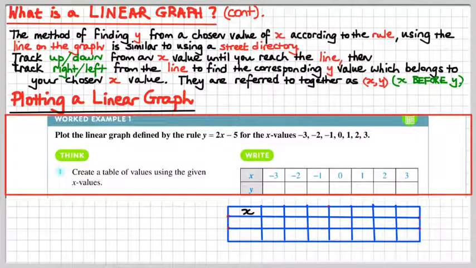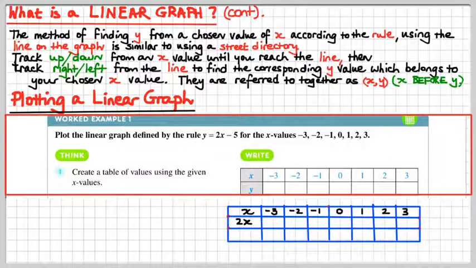Here's a table. Now I'm going to put my x values in. There they are, minus 3, minus 2, minus 1, 0, 1, 2, 3. Now, what we do now is we work up to the rule. So we have to basically take an x value, multiply it by 2, and then subtract 5 to get y. So let's first of all multiply those x values by 2 and fill in that second row.